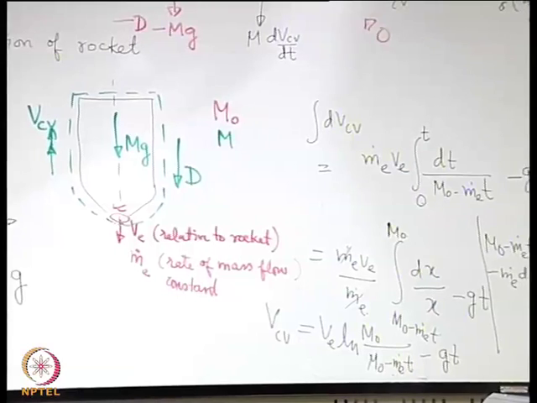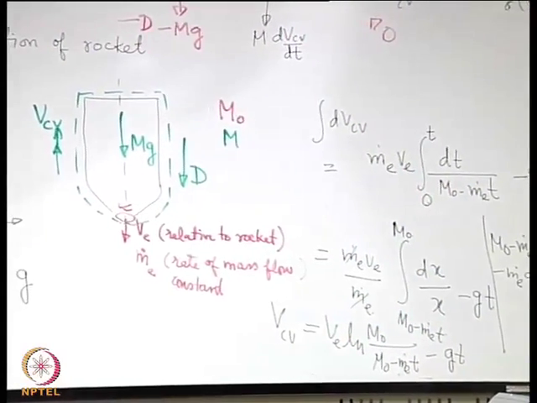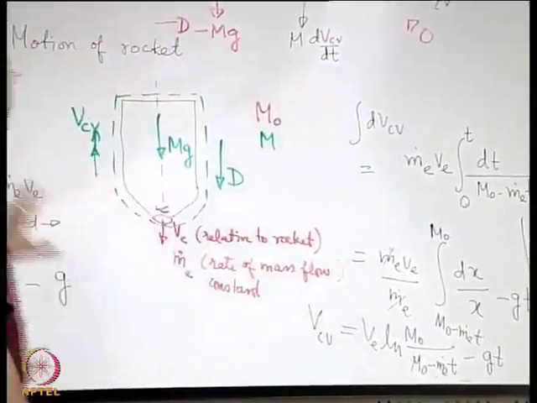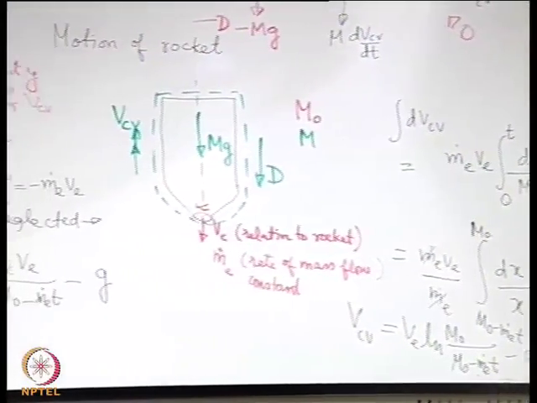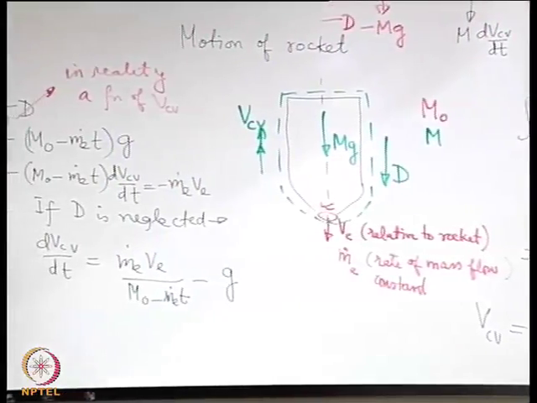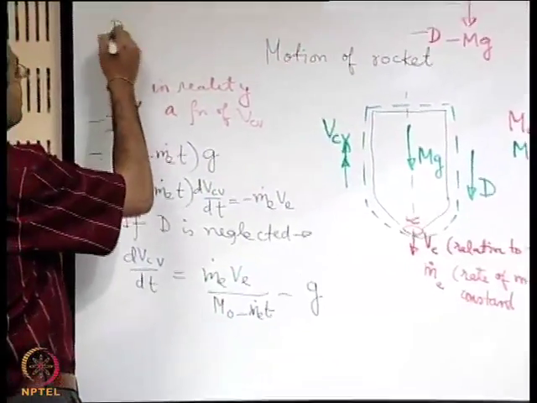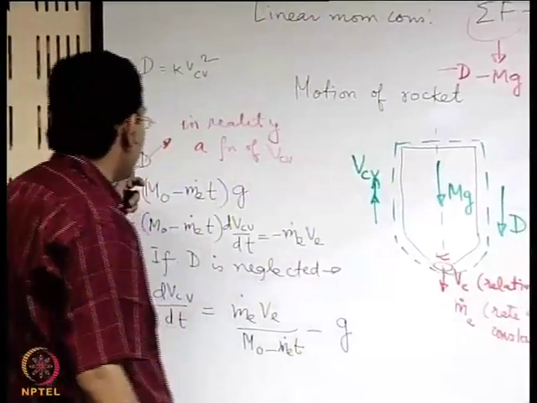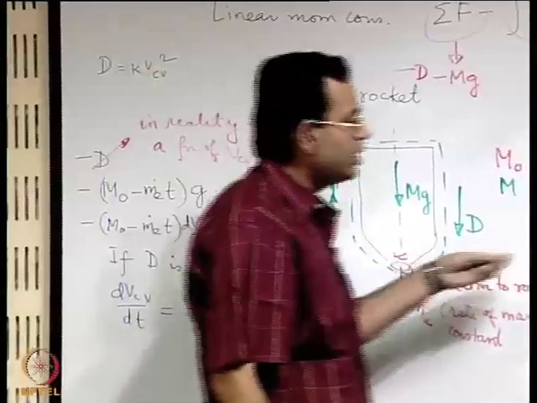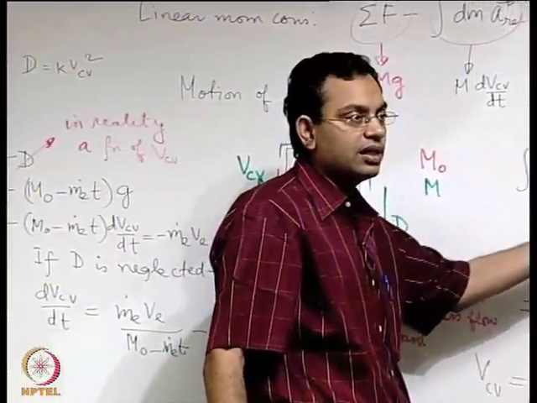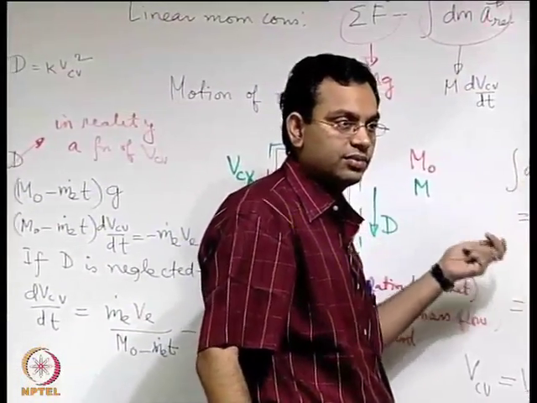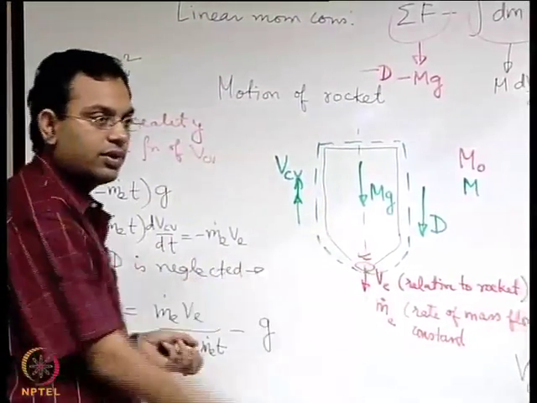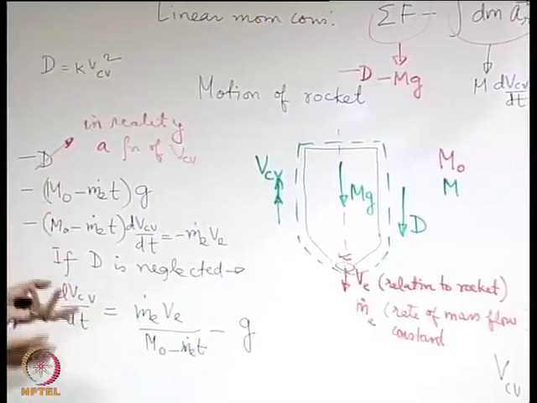So, at least this analysis gives us a picture of what the methodology should be if you want to find out the velocity of the rocket. Now, if you have a complicated drag force, say the drag force is given as some k into Vcv squared, as an example, you just substitute k Vcv squared in its place. The only thing in the analysis is that there will be another complication in the integration. So, it may be a bit more difficult to integrate, but the principle remains the same.